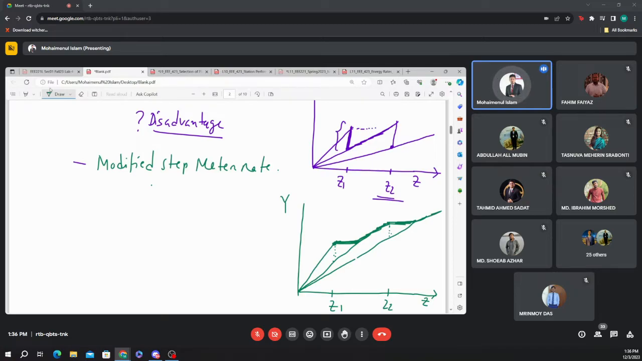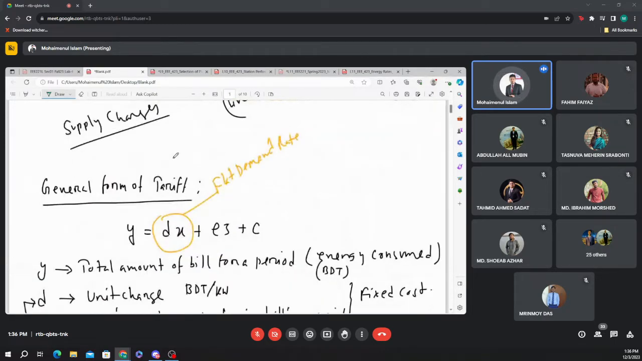So the general rate adjustment that is coming from, which is called Henry. So this general form of rate is introduced by Henry. That's why sometimes it is called Doherty rate. Okay? Sometimes it is called Doherty rate, and that Doherty rate is also called three-part tariff.